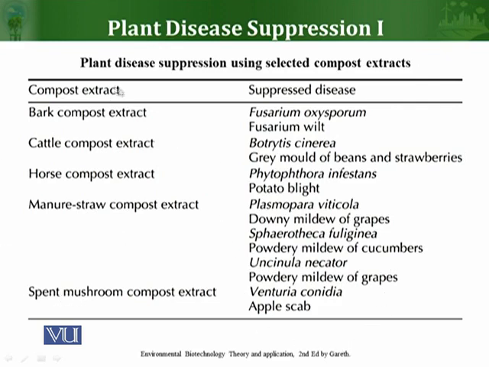Why so? Because the source of each of these compost extract is different. Bark, cattle, and so many others. Depending on the type of the compost, the extract composition will be different and they will behave differently against different types of diseases and different types of pathogens. We will talk more about plant disease suppression in our next lesson.